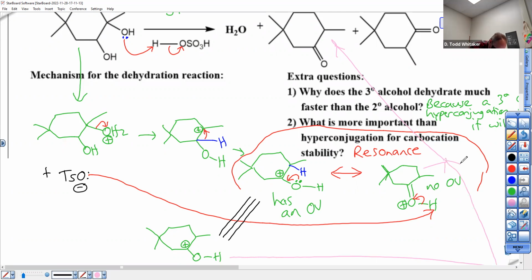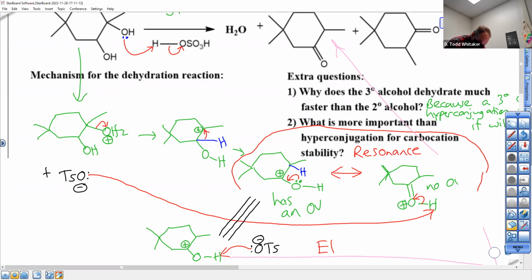With the OTS negative, grab H. This is E1, by the way. What has to happen for me to finish? This is confusing here. I don't like it.